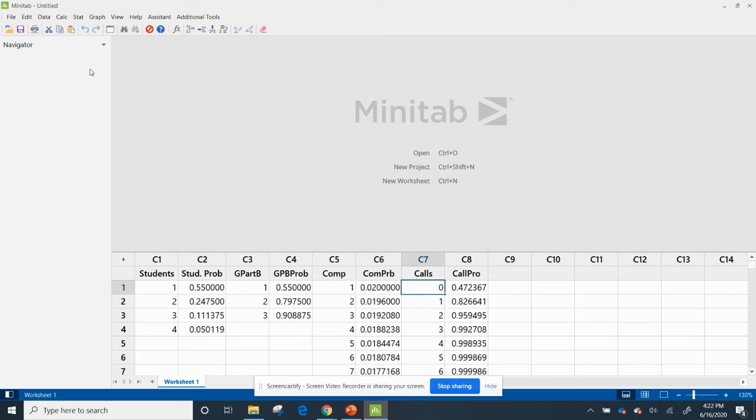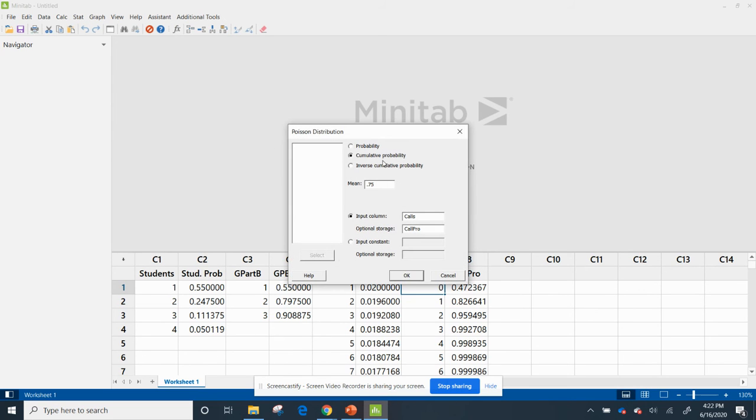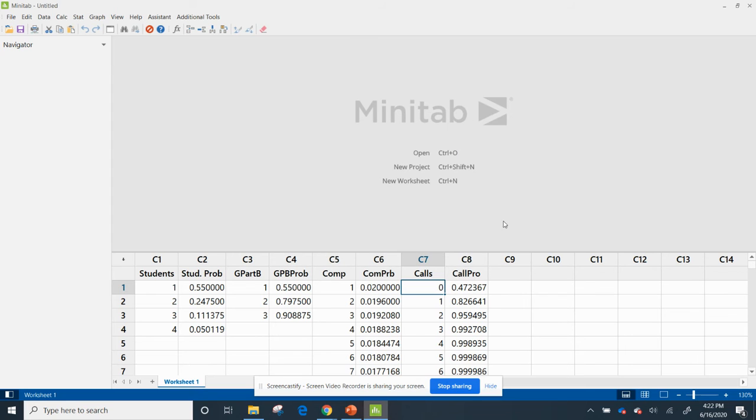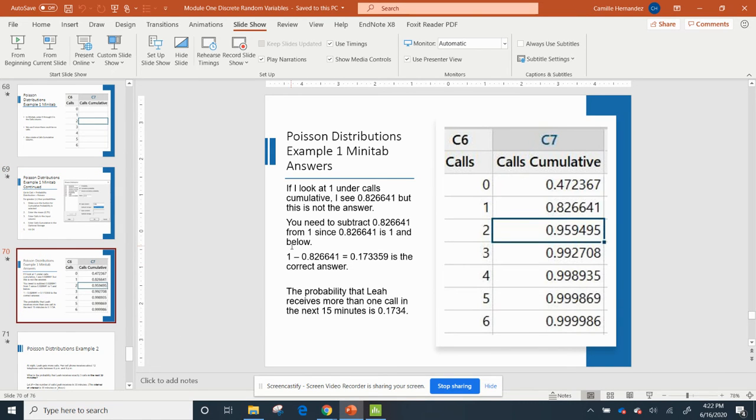Remember, I'm going to go back to the calculator and show you, because I used the cumulative probability. Cumulative means that it's taken the ones before it and adding it onto that number. That's why it's really important. So I wanted to know more than one call. Okay, so more than one call, I've got to do some math here.